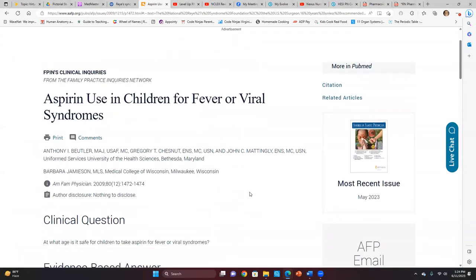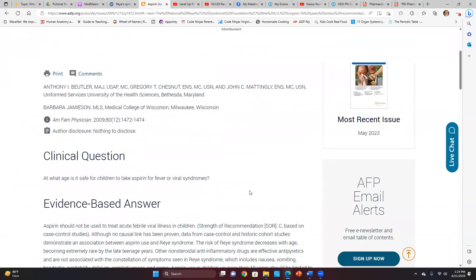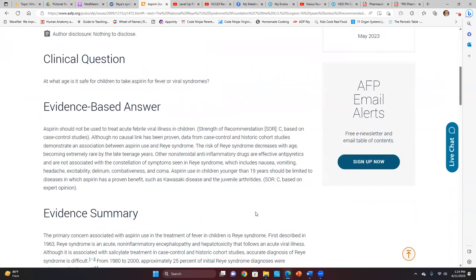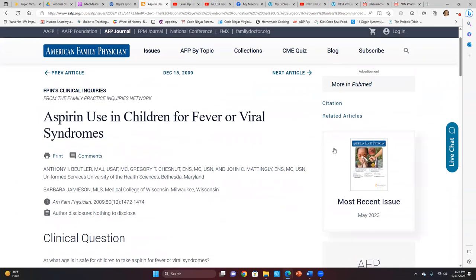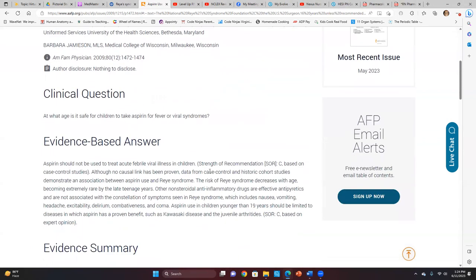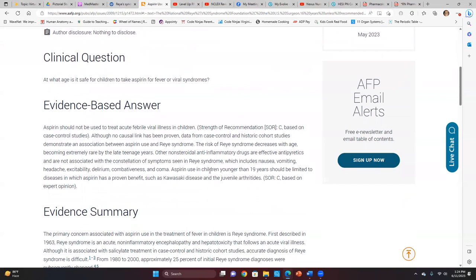Aspirin used in children for fever or viral syndromes. Okay, so in this, you always want to use a credible source. And I know your textbook is going to be the credible source that we use, but sometimes we have to look outside of the textbook. So let's see. All right, so aspirin should not be used to treat acute febrile viral illnesses in children. And the risk of Reye syndrome decreases with age, extremely rare by late teenage years.